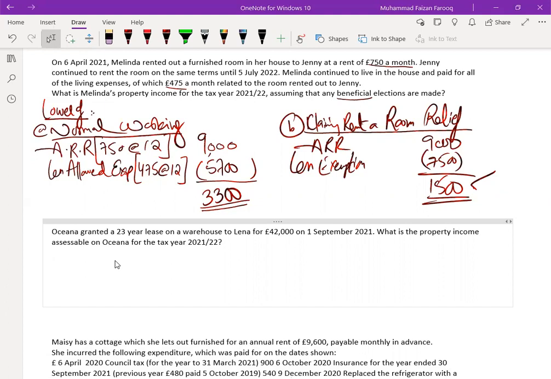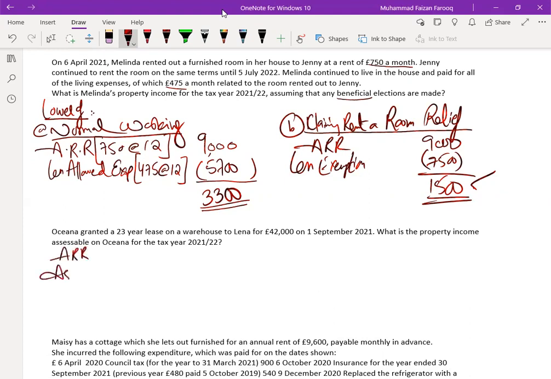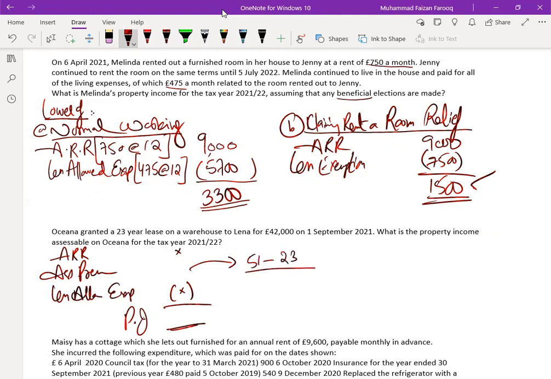Okay. So this one is asking for property income, specifically assessable property income, and the information is only available for the premium. So ARR should be there. We know the assessable premium must be there. Less allowed expenses also, but there is no information for these two items. So only the assessable premium is your property income. 51 minus duration, which is 23 years, divided by 50, into the amount of premium, which is 42,000. How much? 23,520. 23,520 is the answer of this particular question. Any problems, please?